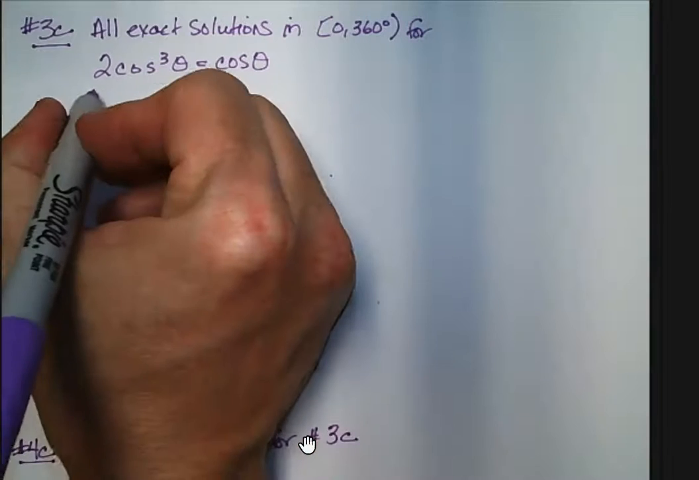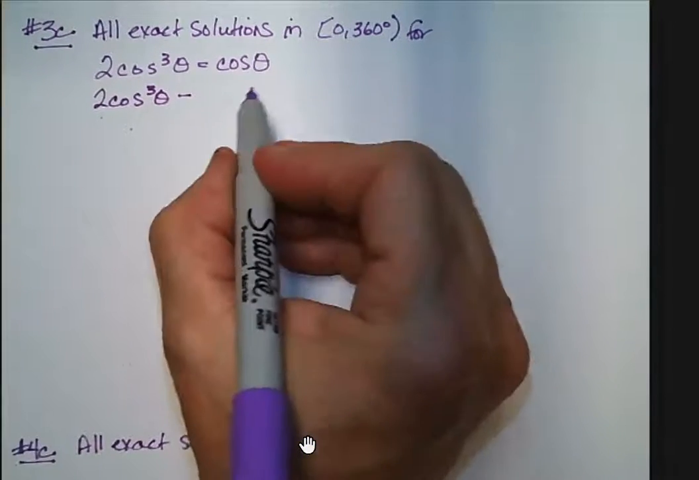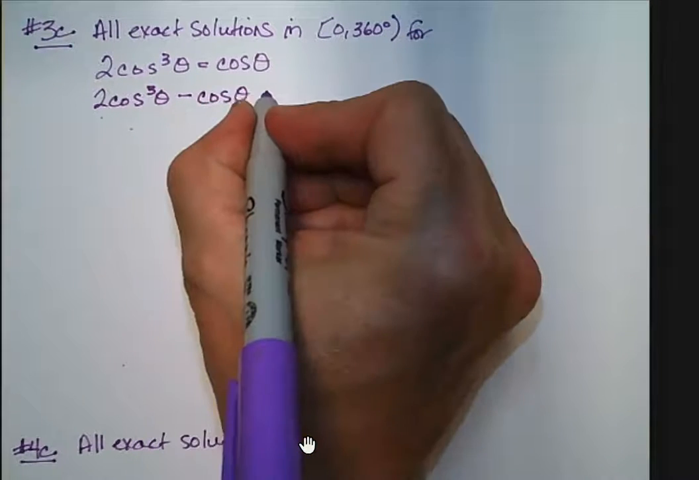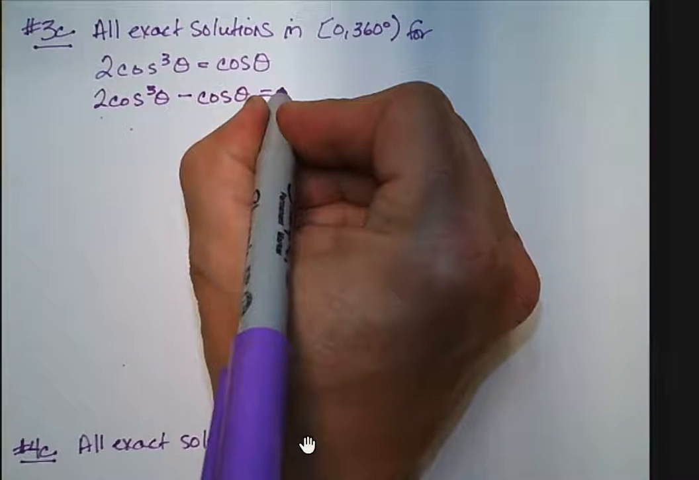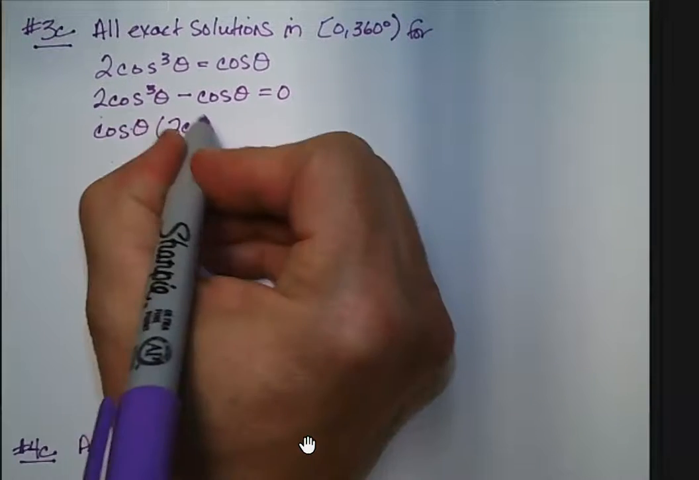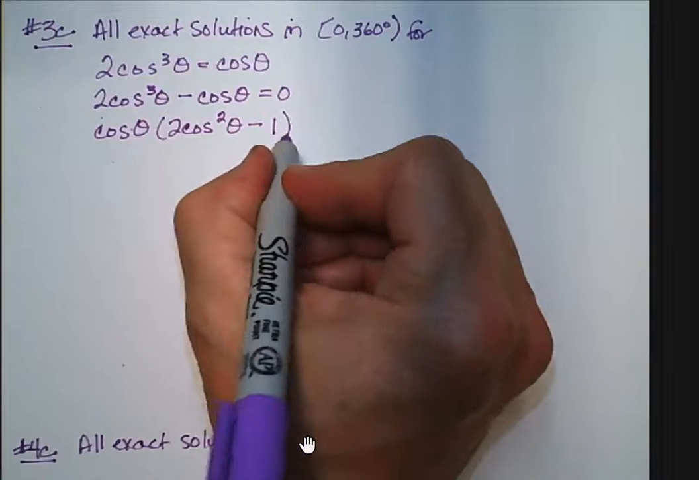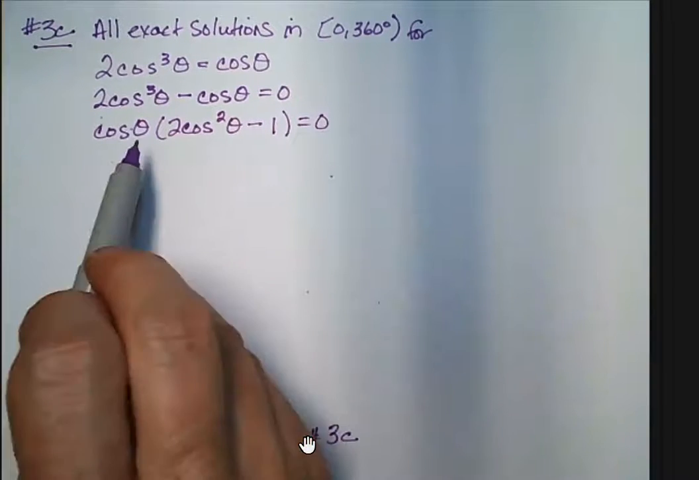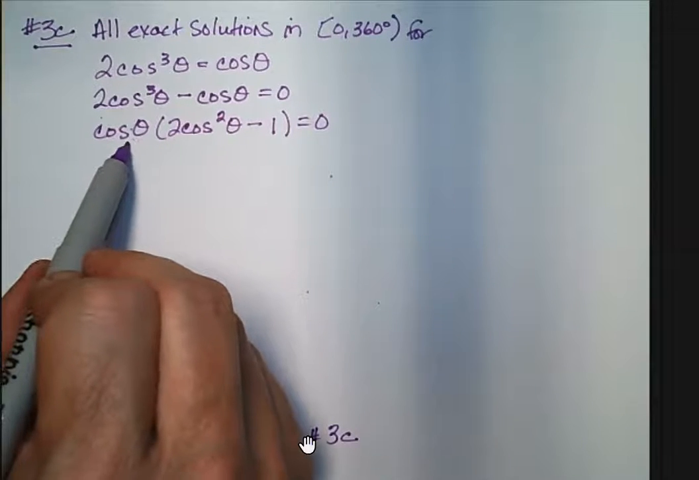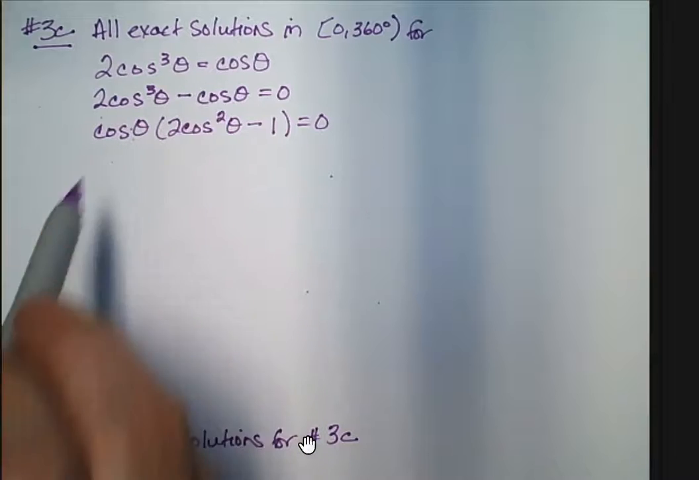Instead of that, what we want to do is get everything on the same side so that we have a 0 on the other side. To do that, I would subtract cosine theta from each side. Now I can factor out the cosine of theta. That leaves me here with 2 cosine squared theta and here with a minus 1. Now I have two different factors, and this cosine theta that we factored out is going to give us some more solutions. That's why we didn't want to just cancel it out up here, because we would have canceled out that whole part.